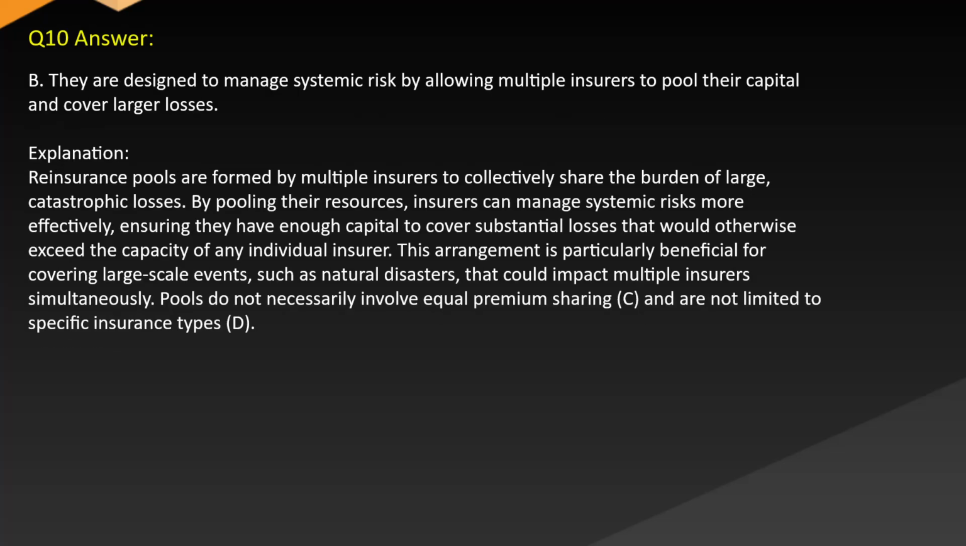Answer. B. They are designed to manage systemic risk by allowing multiple insurers to pool their capital and cover larger losses. Explanation. Reinsurance pools are formed by multiple insurers to collectively share the burden of large, catastrophic losses. By pooling their resources, insurers can manage systemic risks more effectively, ensuring they have enough capital to cover substantial losses that would otherwise exceed the capacity of any individual insurer.